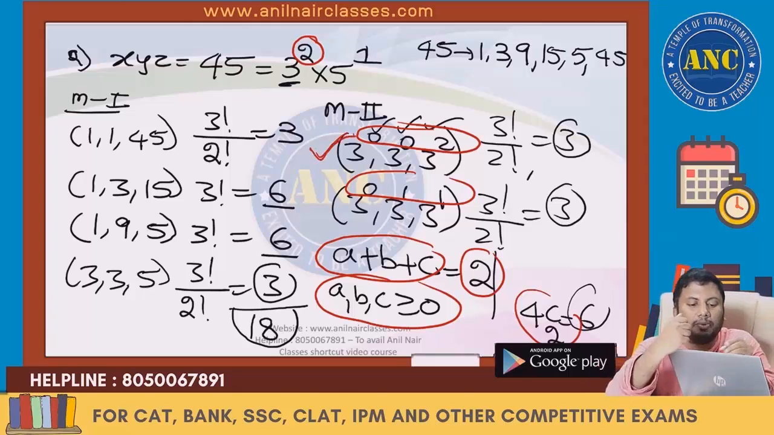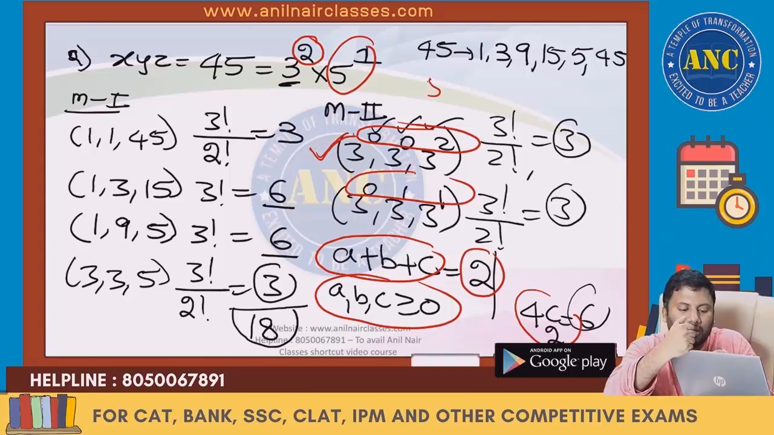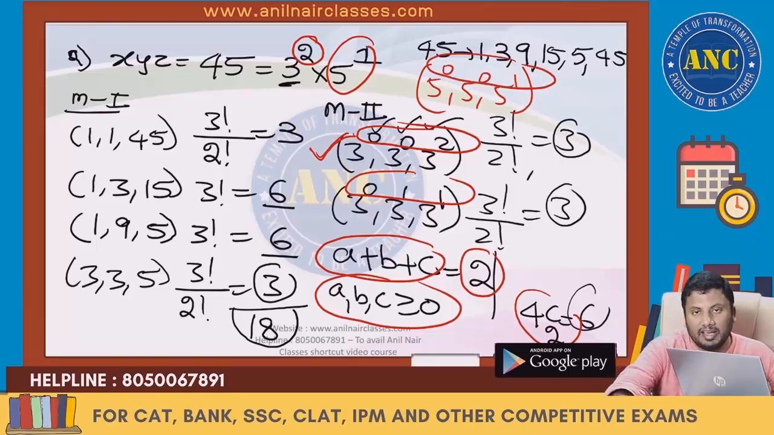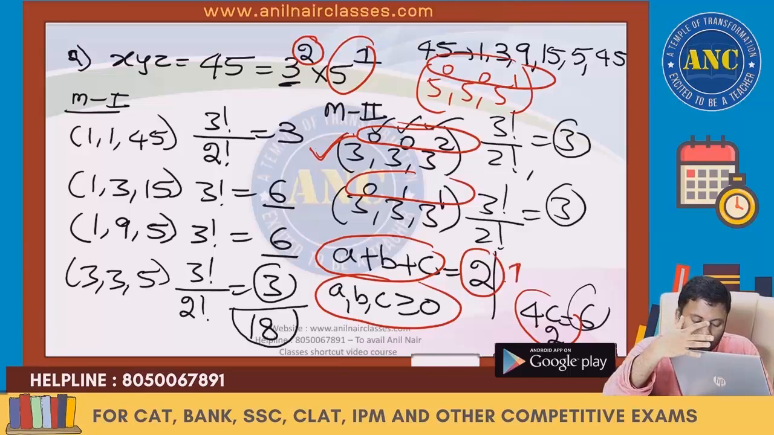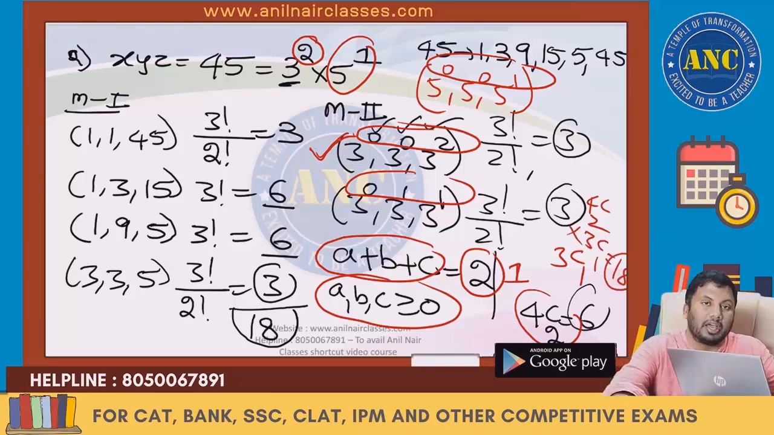Similarly, if I distribute the powers of 5 power 1: 5 power 1, 5 power 0, 5 power 0. The sum of the powers should be 1 and the powers can also take 0. So 1 plus 3, 3C1. 4C2 into 3C1 is 6 into 3, 18. I hope it is clear.